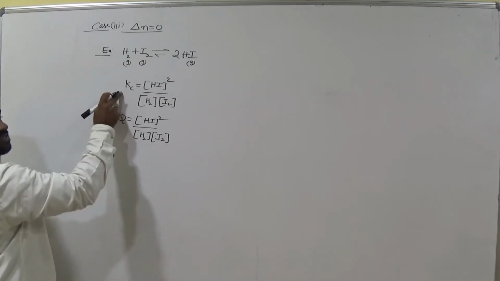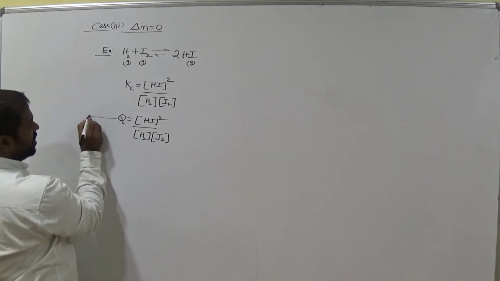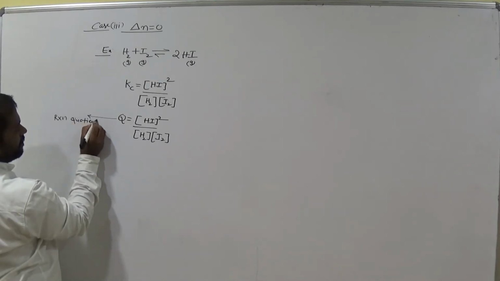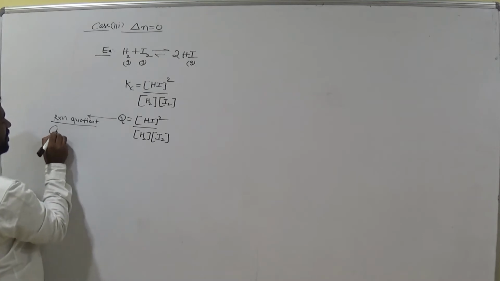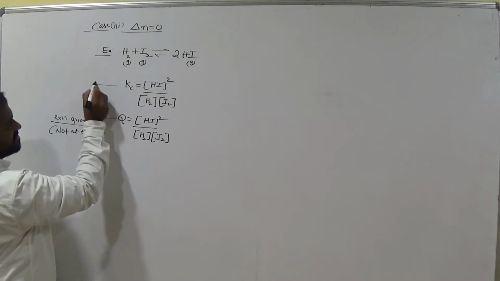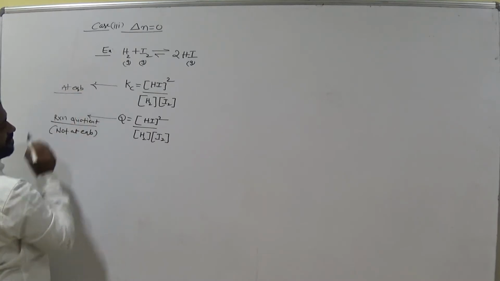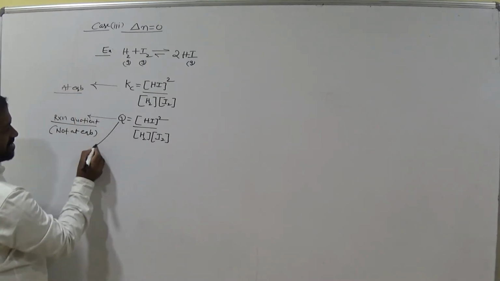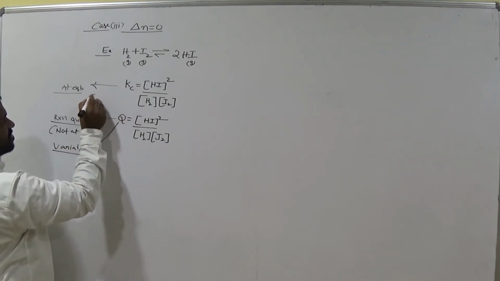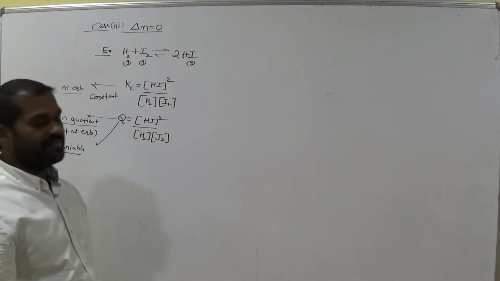So Kc is the equilibrium constant at molar concentration. Q is called the reaction quotient. So Q is not at equilibrium, whereas Kc is the equilibrium constant at molar concentration, exactly at equilibrium. Okay. So Q is variable but Kc is constant. Kc is constant. Is it clear?